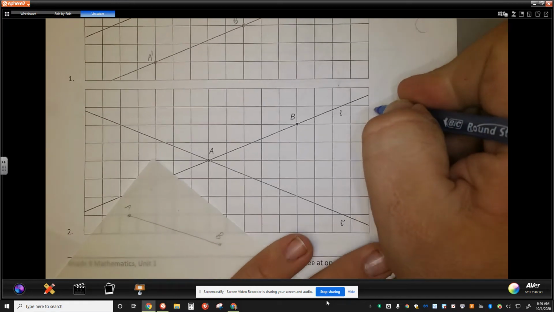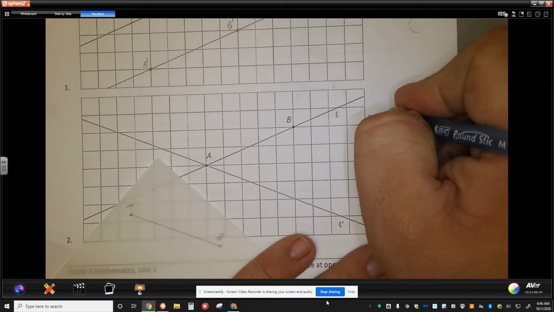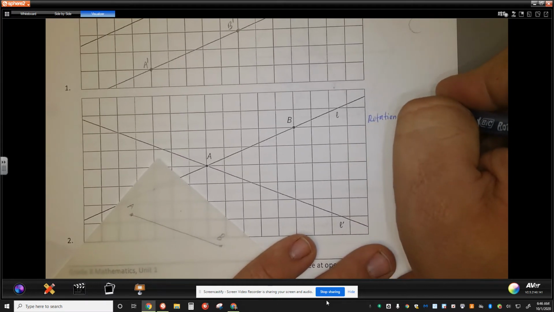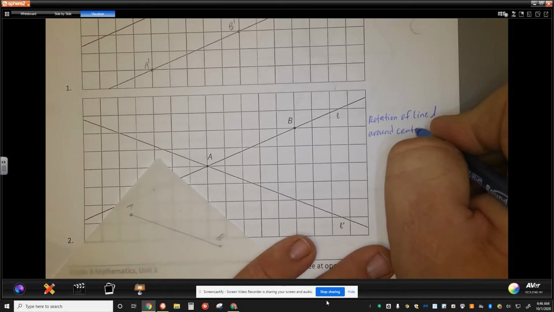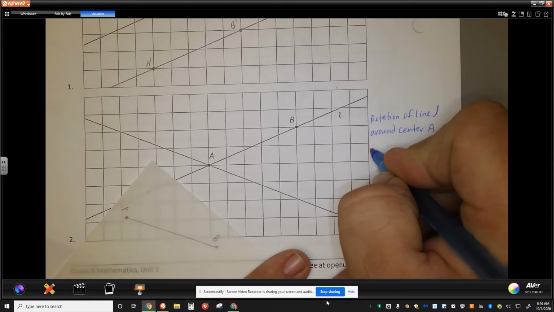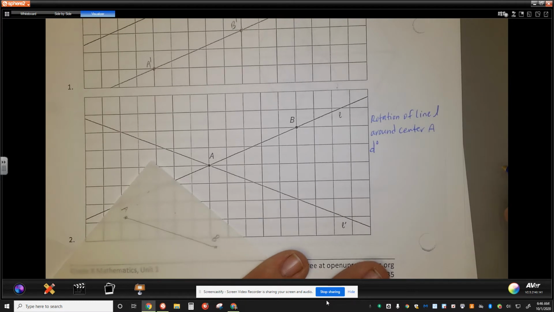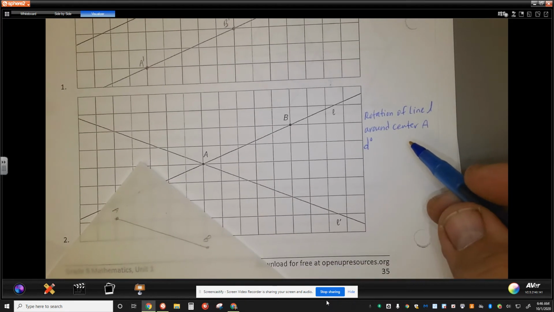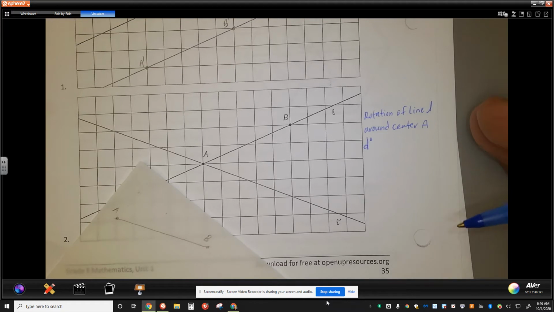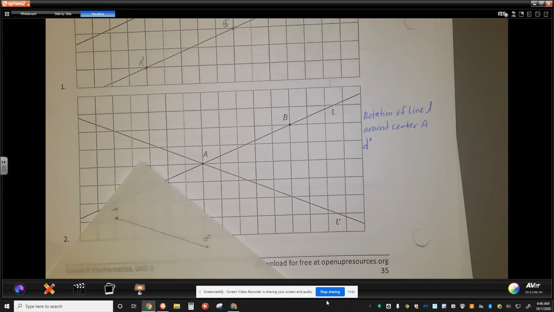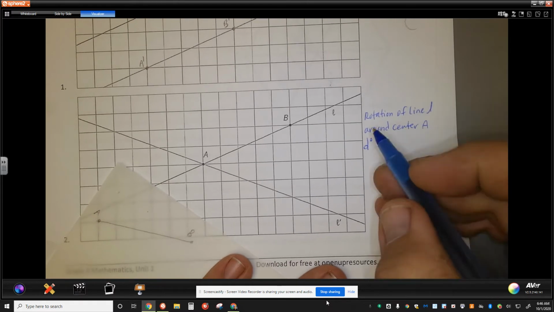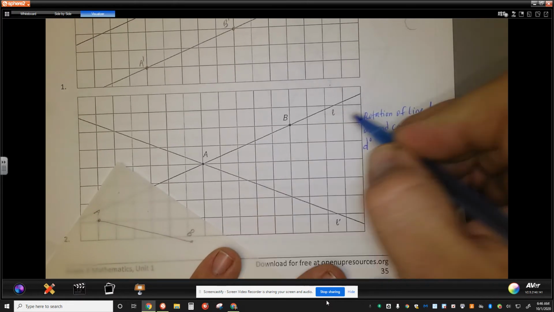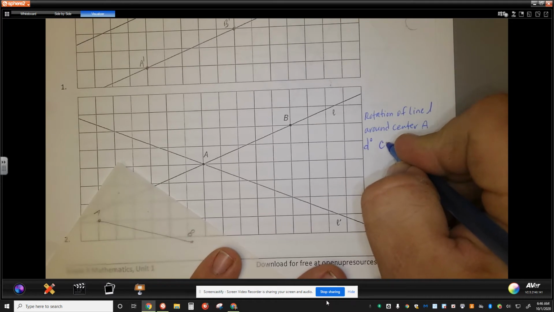So what I'm going to say is let there be a rotation of line L around center A d degrees. Now, since I'm saying d degrees, I don't know exactly how many degrees, which means I haven't told anybody how I can stop the rotation. And so I need to be able to tell somebody when to stop rotating. Normally our degrees tells us that, but since I don't have that, I'm going to have to do a little bit more. I do need to add in my direction, and for this one I'm going clockwise, d degrees clockwise.